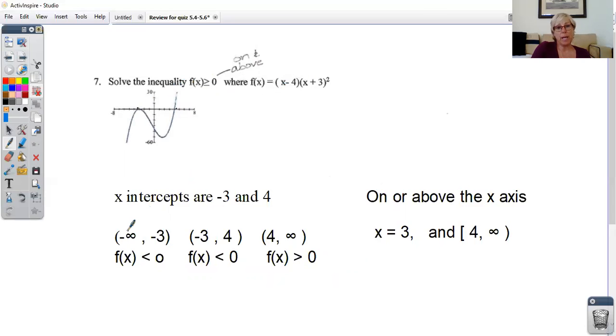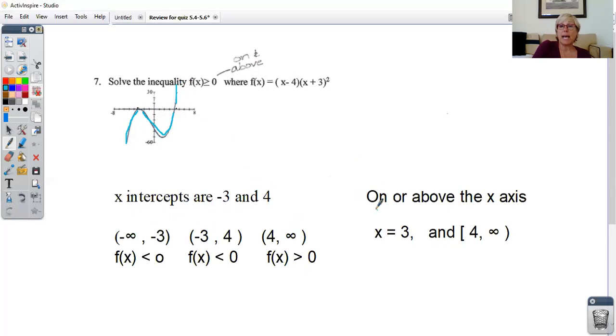So I'm going to set up my intervals from -infinity all the way over to +infinity, and I'm going to make breaks at the x-intercepts. And I can see that this curve is below the x-axis. It hits the x-axis at -3. Between -3 and 4, it's still below the x-axis. And from 4 on to infinity, it's above the x-axis. So below, below, and above.